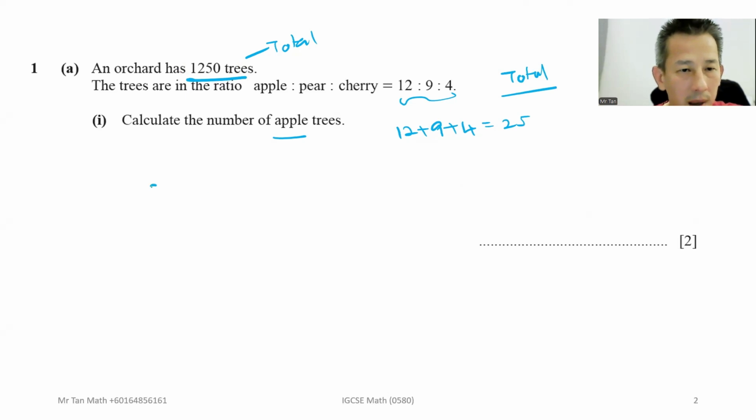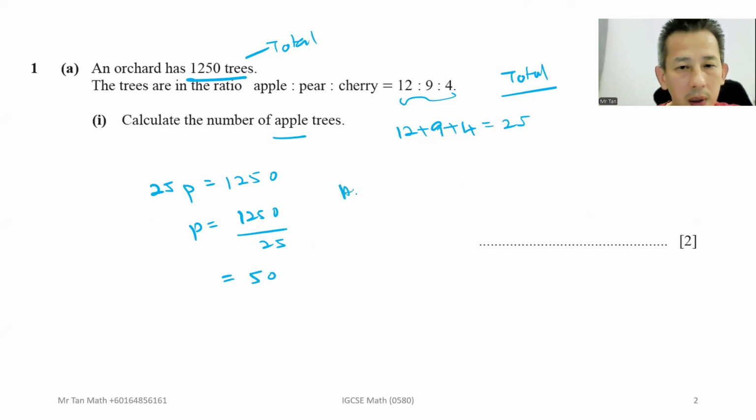So 25 parts is equal to 1250. Therefore, one part should equal 1250 over 25, you get 50. So for apple, it is 12 parts. Therefore, 12 times 50, you should get 600.